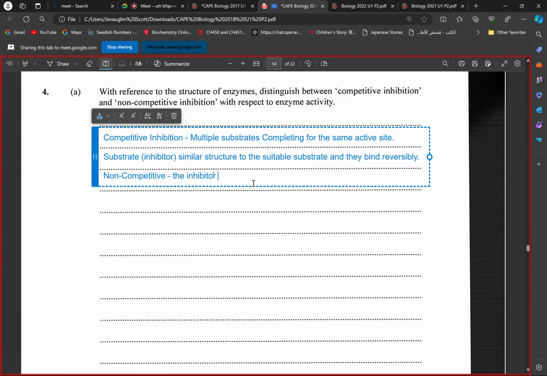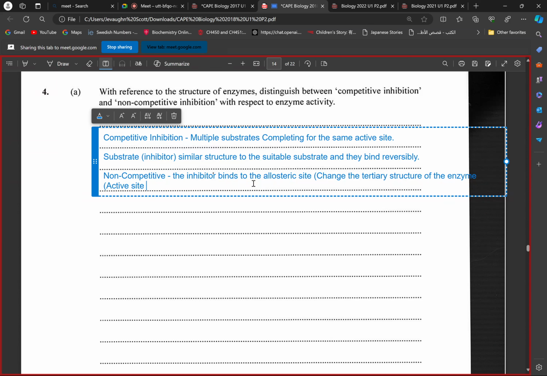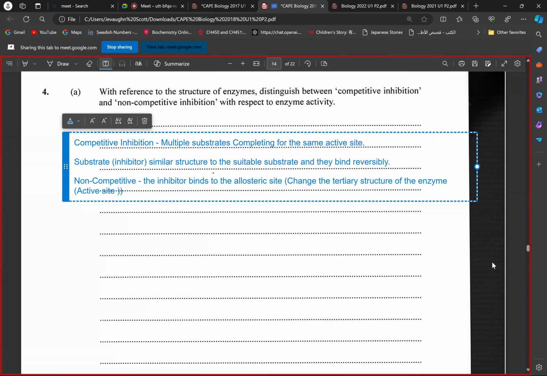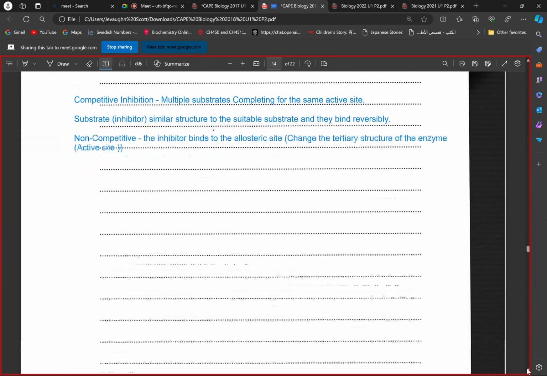Okay, lovely. It binds to the allosteric site, and that will change the tertiary structure of the enzyme, and that would speak specifically to the active site. It changes the structure of the active site. So you're just going to be discussing that different structure of enzymes, the tertiary structure of enzymes, and the compatibility and stuff like that.